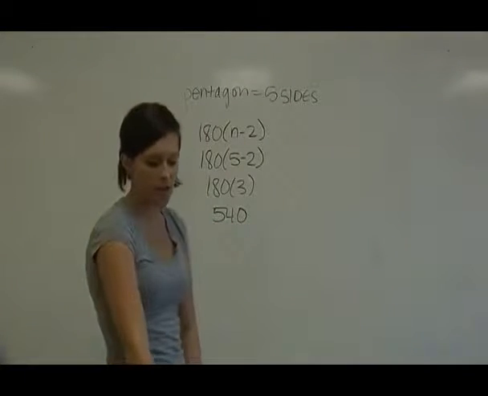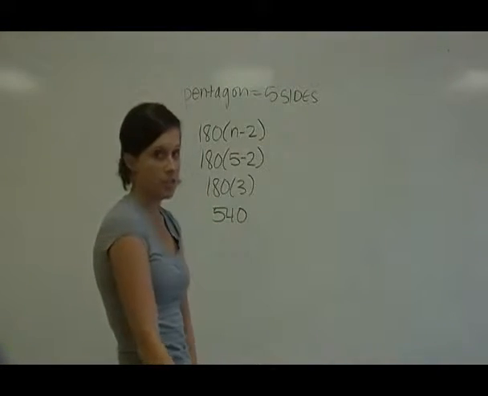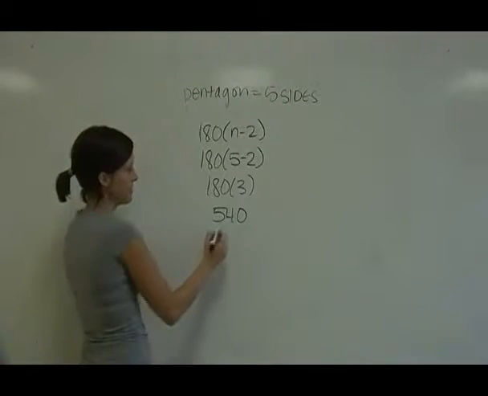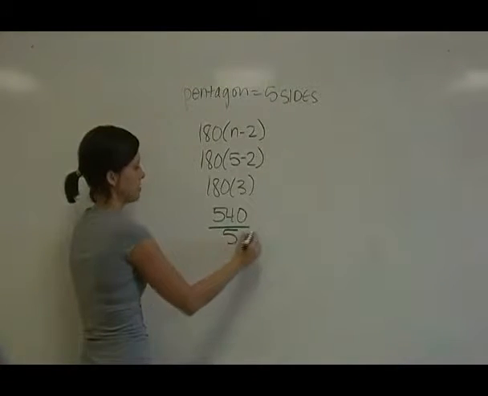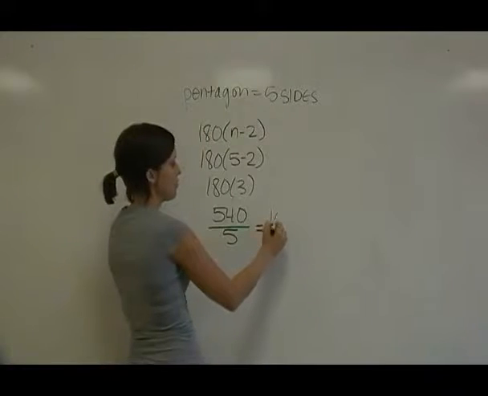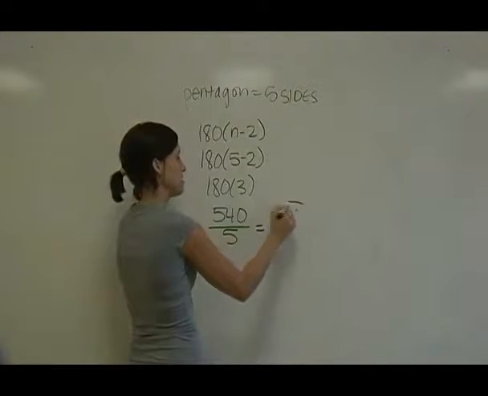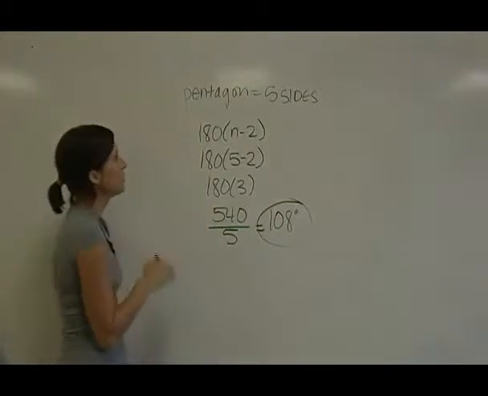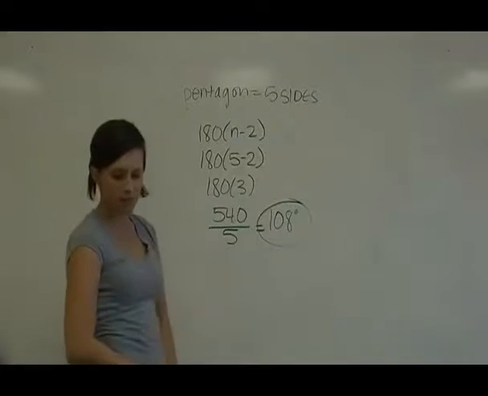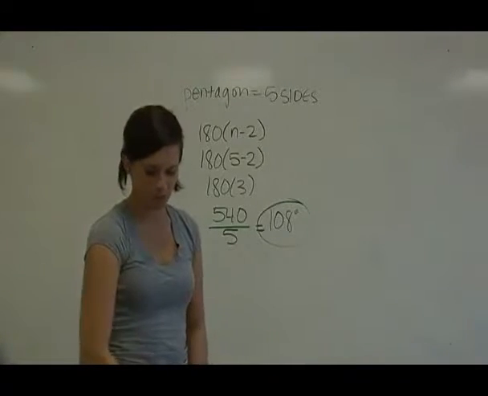The problem wants to know the measure of one of the interior angles. So knowing that we have 5 sides, you can take 540 and divide it by 5, and you get 108. So that's the measure of one interior angle within a pentagon. So that would be selection D on number 1.